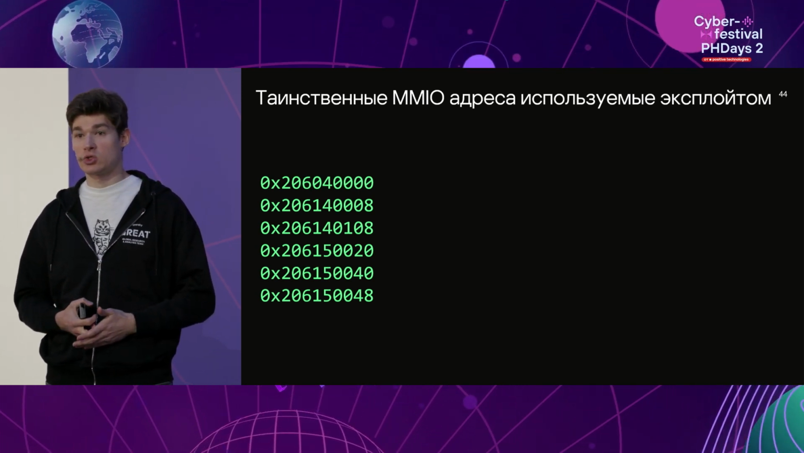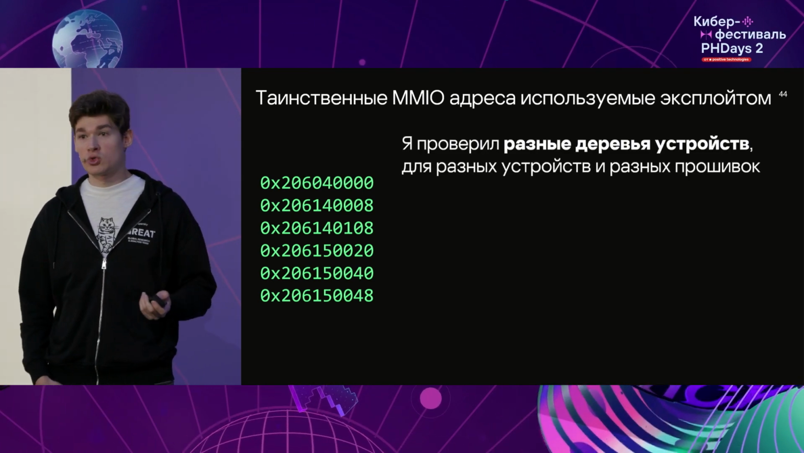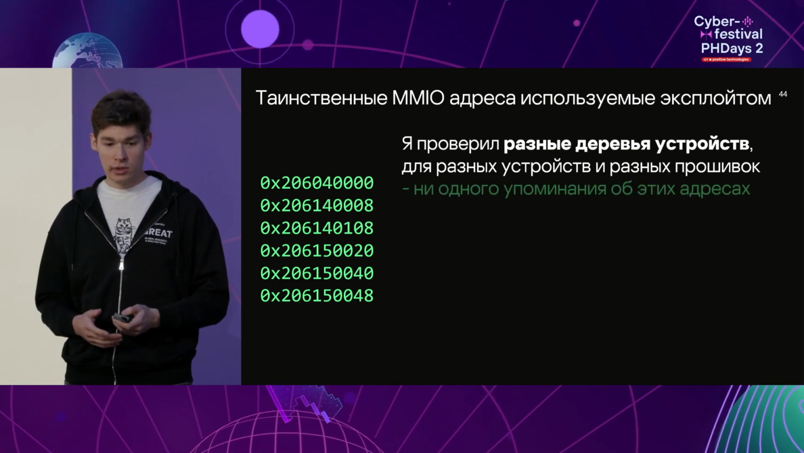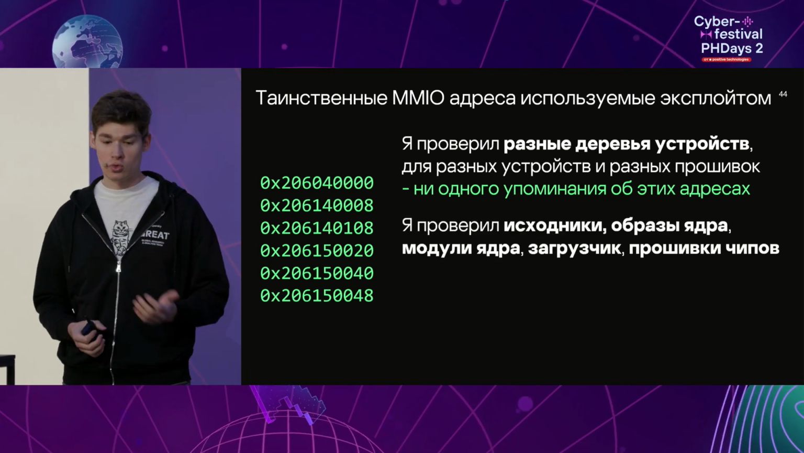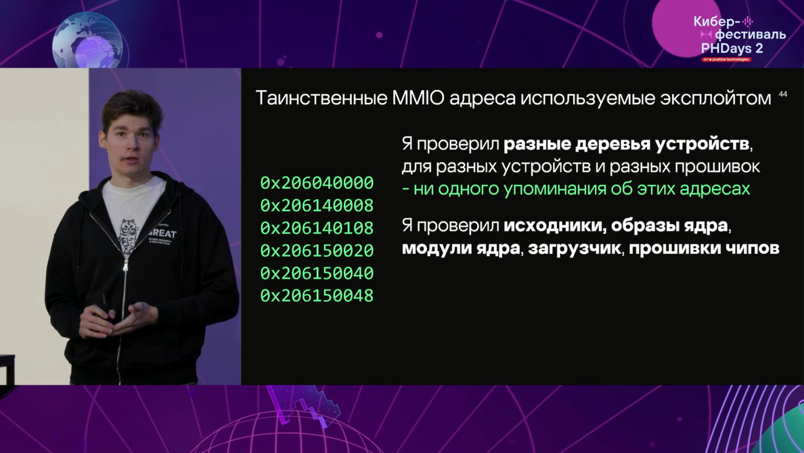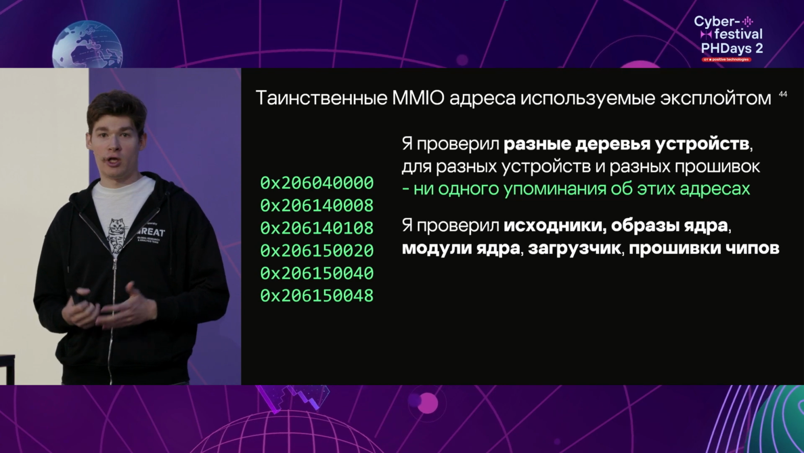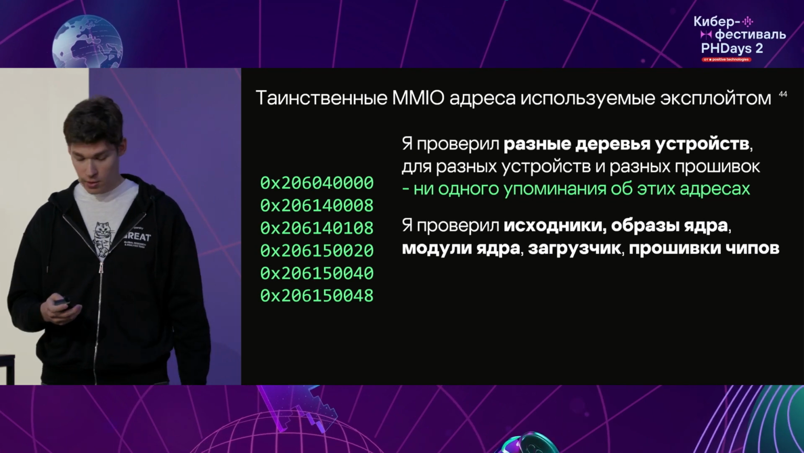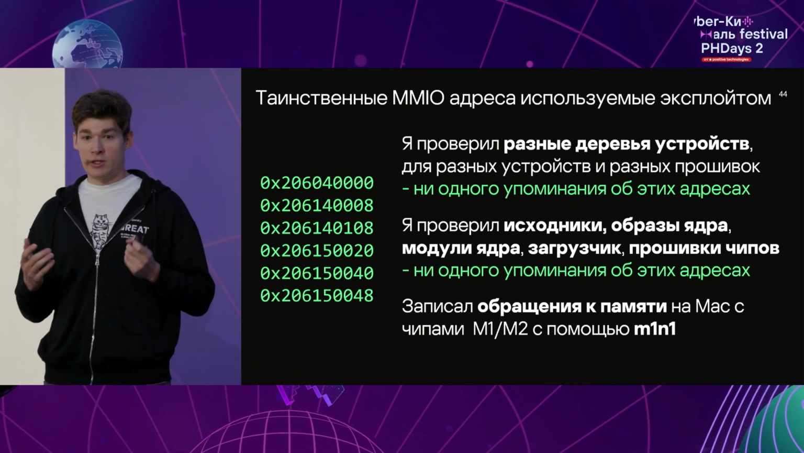The exploit used these 6 mystery addresses. You can see them on the screen now. I checked various device trees for various Apple devices, for various patches, and I couldn't find a single mention of these addresses. Then I checked various kernel images, various kernels for various patches. I reversed the kernels and peripherals, and I couldn't find a single mention of these addresses.